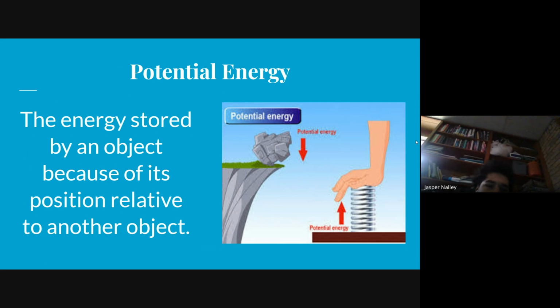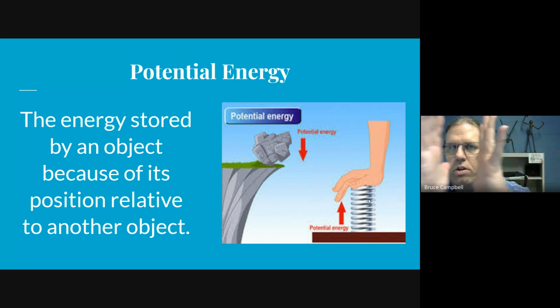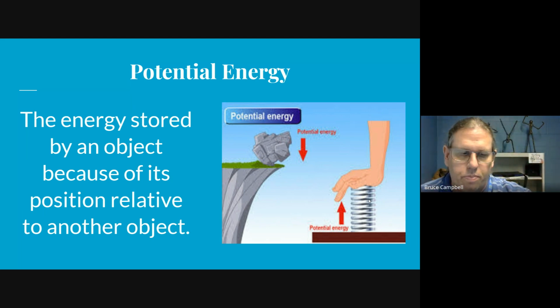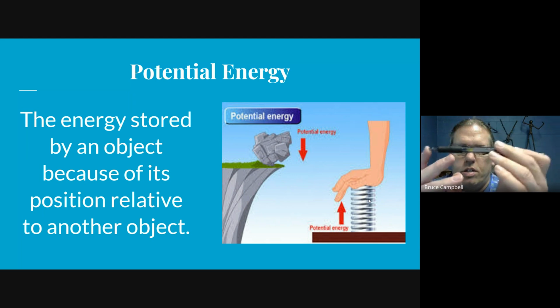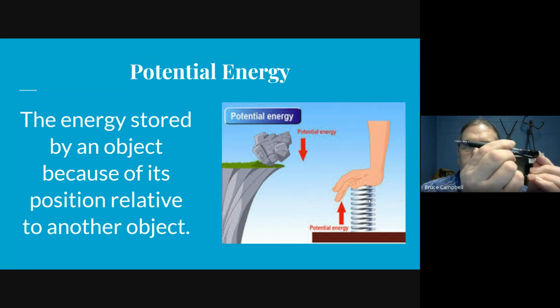Potential energy. The energy stored by an object because of its position relative to another object. So we have a boulder at the top of a cliff, right? It's got a lot of potential energy because it's very high up. Or if you compress a spring, it's got a lot of potential energy, right? This pen has a spring inside of it. I'm compressing the spring and it releases, okay?